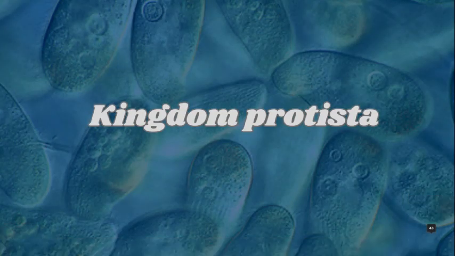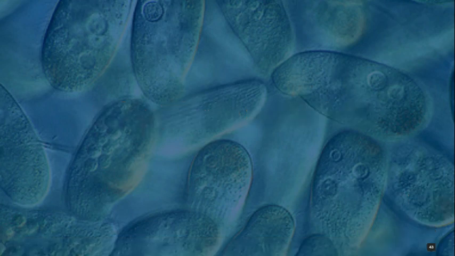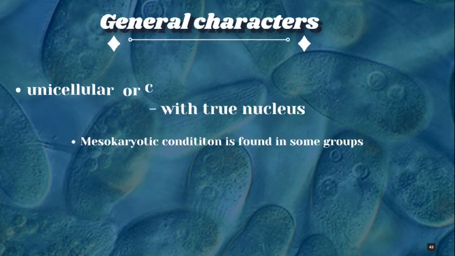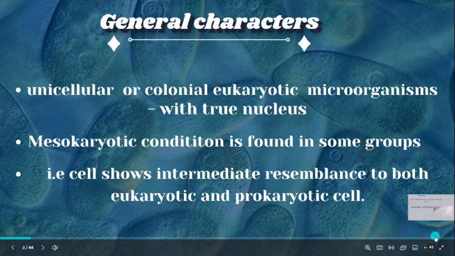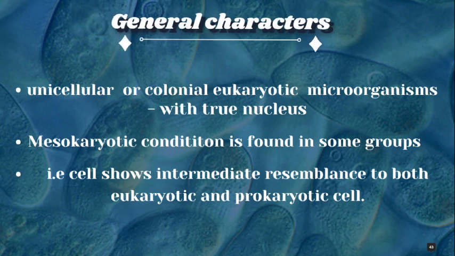In this video, we'll learn the details about the Kingdom Protista. The term Protista was coined by Ernst Haeckel. Protists are unicellular or colonial eukaryotic microorganisms. That means they have a true nucleus. Some groups show the mesokaryotic condition, that is, their cell shows intermediate resemblance to both eukaryotic and prokaryotic cells.